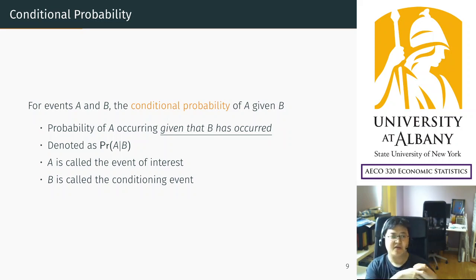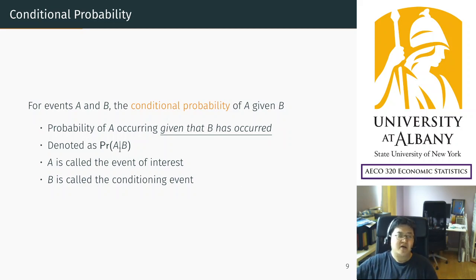To define conditional probability, we have to think about two events. For events A and B, the conditional probability of A given B is defined as the probability that A happens under the condition that B has already happened. B is the condition, and we know that it happened. It's assumed to always happen. So I don't care how likely it is. B may be a rare event, but I don't care. I assume that it happened. And then what is the probability that A happens?